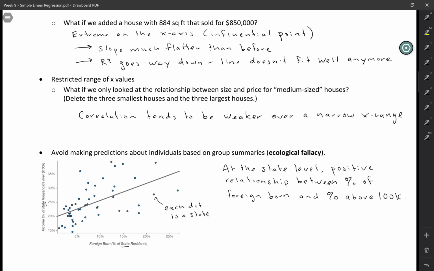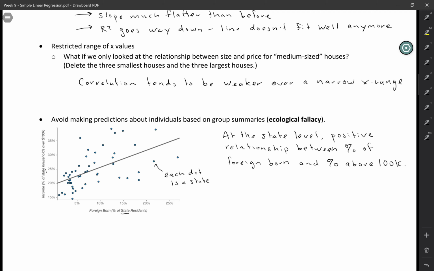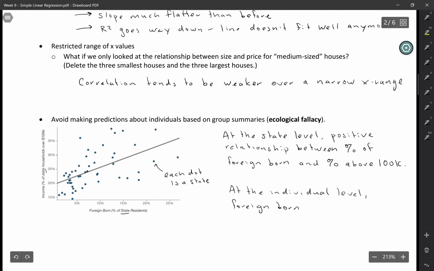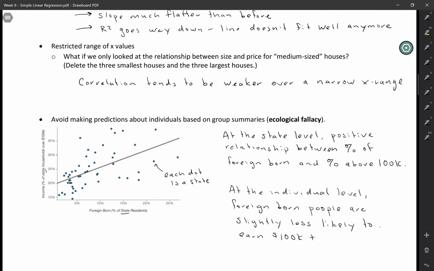In fact, at the individual level, this isn't true. It turns out to be a slightly negative relationship. So if we were to look at this at the individual level, foreign-born people are actually slightly less likely to earn over $100,000. So we have to be really careful because the relationships that are true at the group level are not always going to be the same at the individual level.